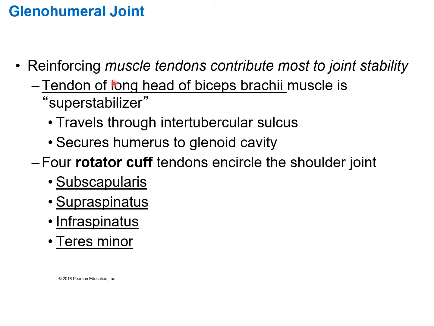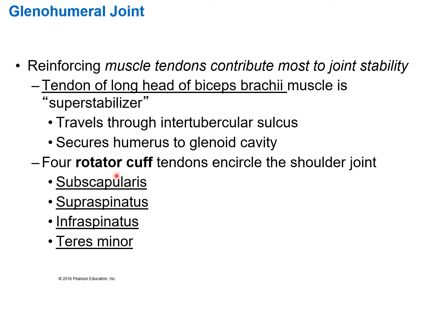Right, so as I mentioned, reinforcing or stabilizing structures that you find in the shoulder joint, you're going to have the tendon of the long head of biceps brachii. This is really called the super stabilizer, because it is a large structure and it is going to play a very important role in stabilizing that shoulder joint. So you should definitely know that.